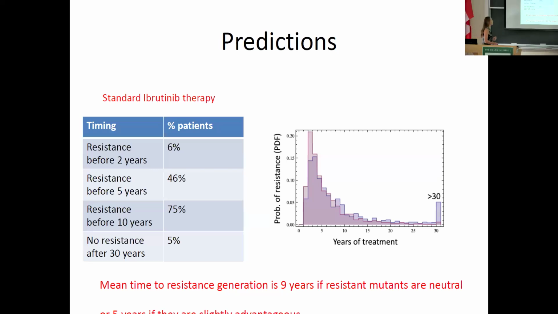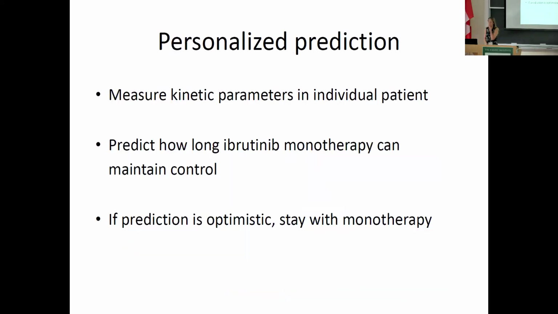So the prediction is that this is the distribution of years of treatment before resistance comes up. So 6% of the patients will develop it before 2 years. Half of the patients will develop it before 5 years. And only 5% of the patients will not develop resistance. So this is kind of a personalized prediction that we can obtain for individual people, like how long is the expectation that in your particular case, treatment will be successful.